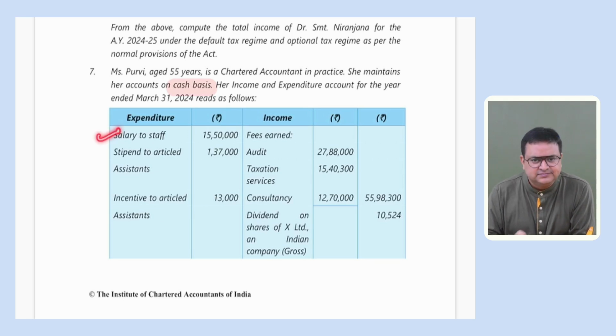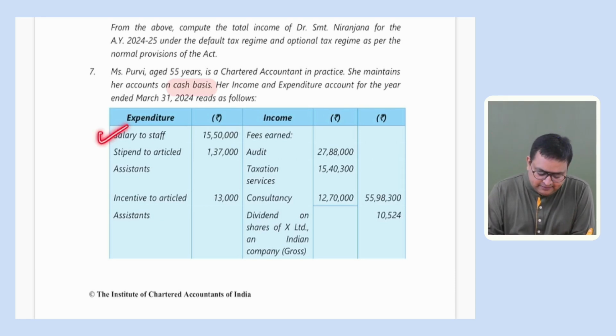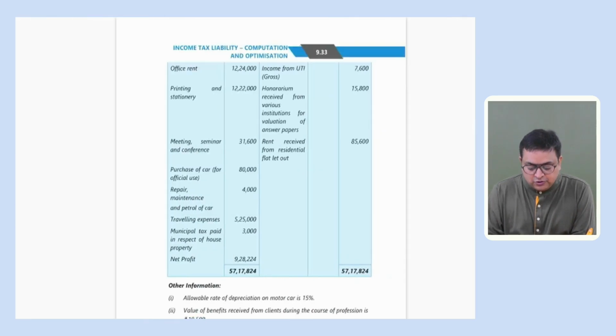Salary to staff, prima facie seems to be okay, allowed. Stipend to article clerk, same as salary and wages. Stipend is also of that nature. You can pay stipend to your article assistants, no issues, both are allowed. Incentive to article assistants. Can you pay incentives to your article assistants? The answer is yes. It is a kind of bonus which you are paying, so it is also a business expense, no issues. We can pay salary, stipend and incentives to our article assistants, no issues at all.